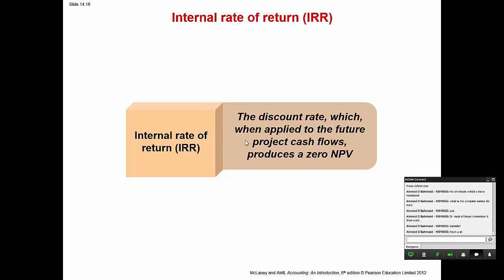Okay, internal rate of return is also related to net present value. Internal rate of return, you remember the discount rate that we discussed before in NPV. The IRR, or the internal rate of return, is the discount rate that gives us a 0 net present value. That means when the project gives us 0 as net present value, then the discount rate that we use is the IRR.